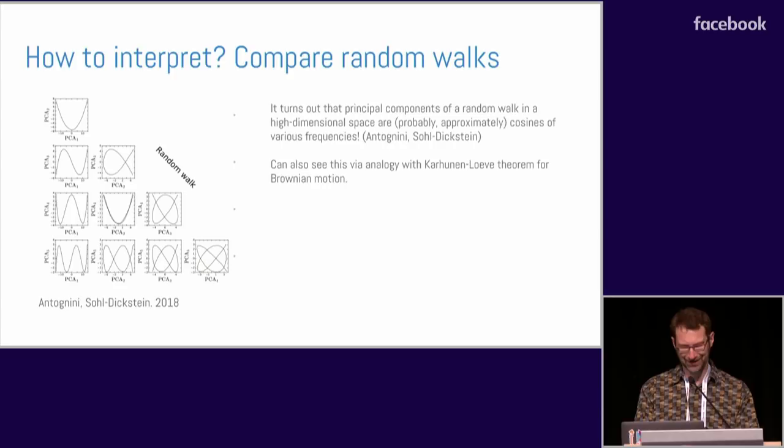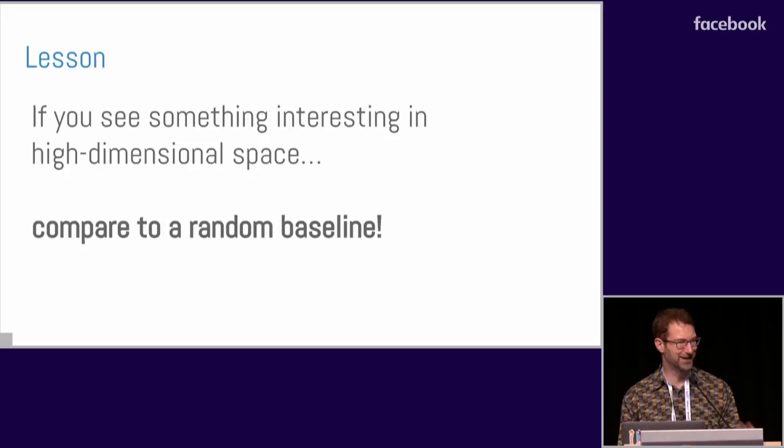And it's a shocking fact, because we think about random walks as these really weird, jittery things, but that's low-dimensional thinking. So one general thing is that whenever you're doing this kind of visualization of anything in high-dimensional space, compare with the most random baseline you can, and it'll probably bear fruit.